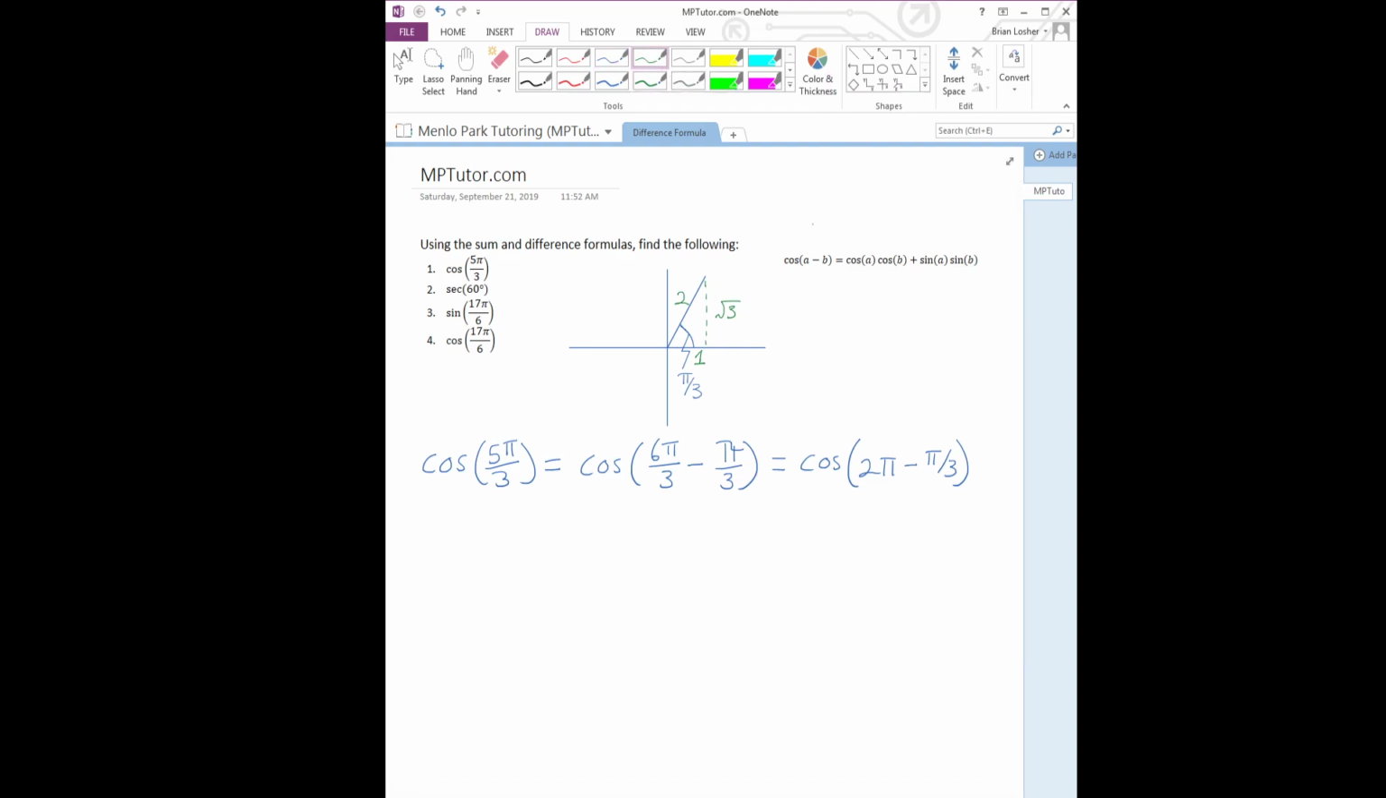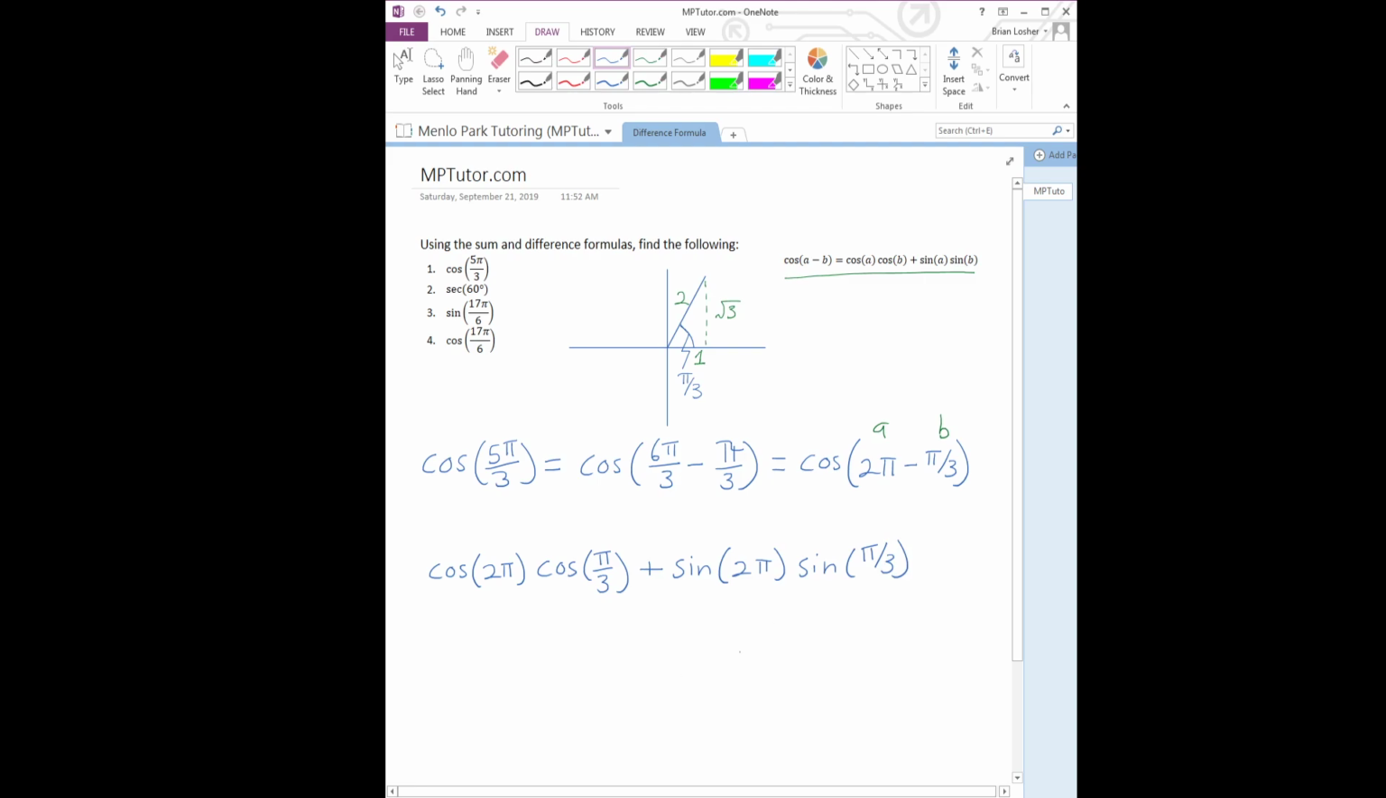And that's going to come in handy because now we're going to use our difference formula that you see up here in the top right. So in this case, let's call 2 pi A and pi over 3 B in our formula. That will give us the cosine of A, which is 2 pi, times the cosine of B, which is pi over 3, plus the sine of A, which again is 2 pi, and multiply that by the sine of B, which is pi over 3.